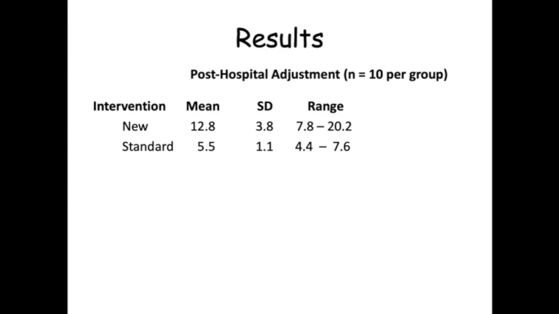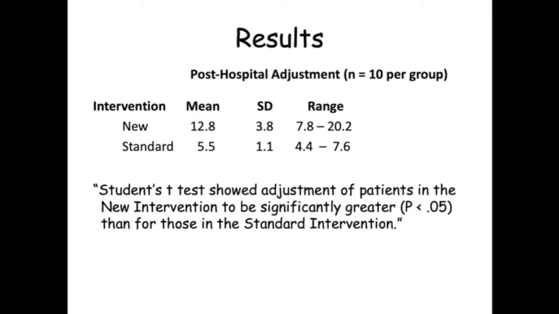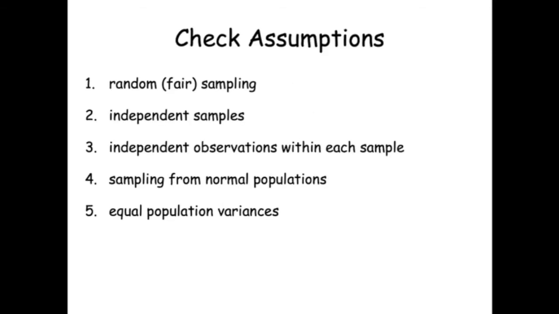Here are the data. Results indicated that mean adjustment of patients in the new intervention was significantly higher than for those in the standard intervention. We aren't told what the significance level is, but they report p less than 0.05, so 0.05 is implied. Let's check the t-test assumptions.